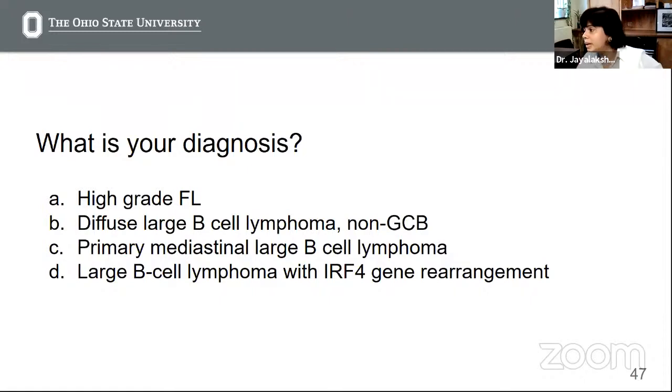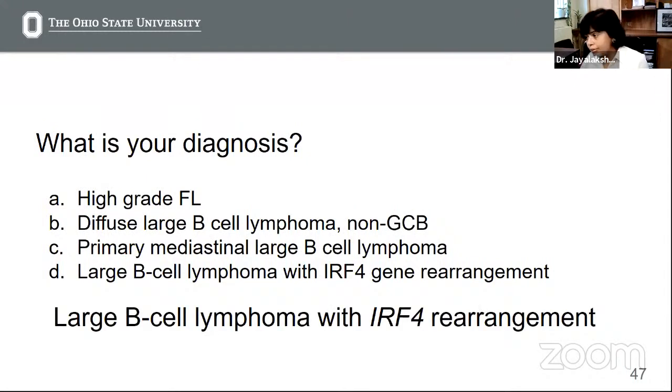I think we can stop the poll. I think half of the people, yeah. So most of the people called it diffuse large B-cell lymphoma, non-germinal center B-cell type, but a small percentage of you got it right. It is a large B-cell lymphoma with IRF4 rearrangement.